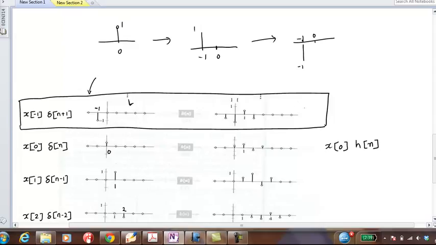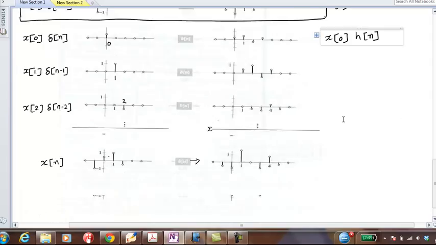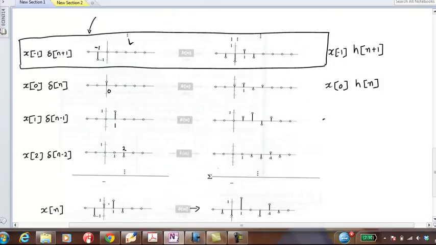So this output can be computed, right? Because this has to be h of n plus 1, just h shifted to the left and then multiplied by whatever x of minus 1 is. So this is x of minus 1 times h of n plus 1. In the same way, we can see that this output has to be x of 1 times h of n minus 1, x of 2 times h of n minus 2.